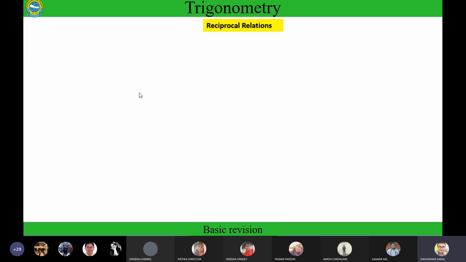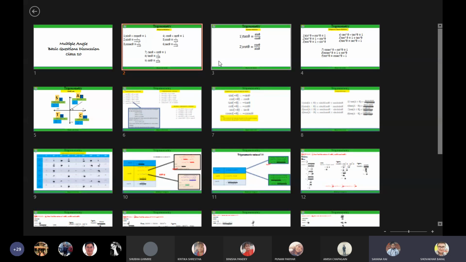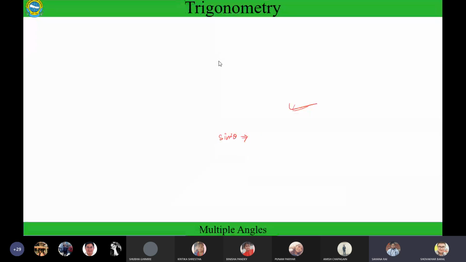Now I'm going to ask you the formula for multiple angles. Please tell me the formula for sin 2 theta. Sin 2 theta is 2 sin theta into cos theta. Only that? Others, also for tan 2 theta. Tan 2 theta is 2 tan theta by 1 plus tan square theta. Plus or minus? Plus.